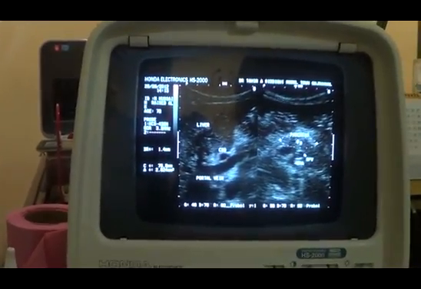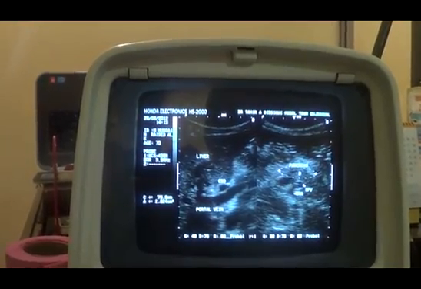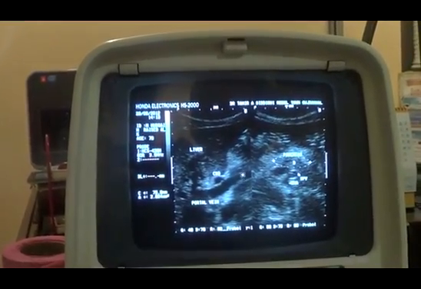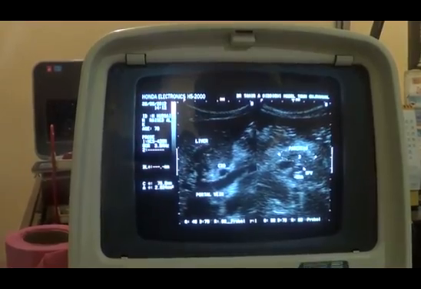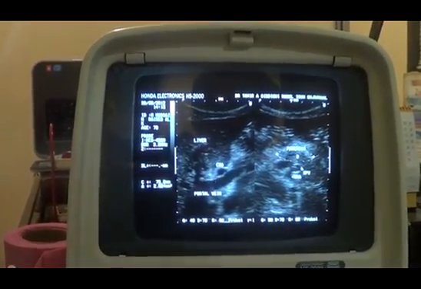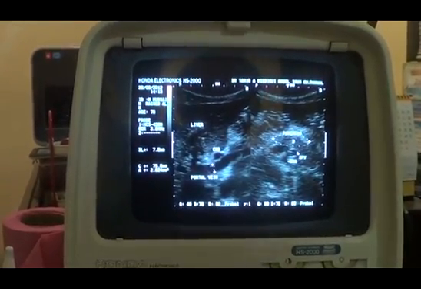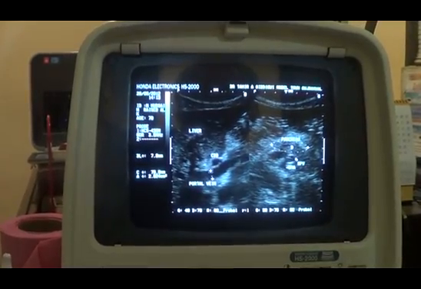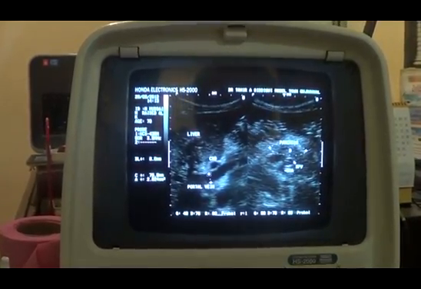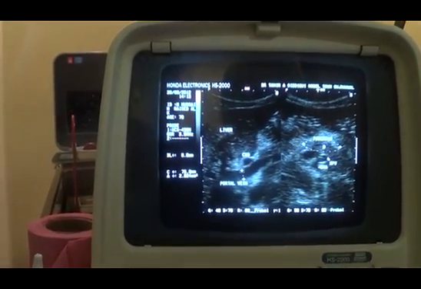Now the portal vein is normal in diameter and is not dilated, is patent. This is the portal vein. It measures at the region of the porta hepatis from inner to inner 8.0 millimeters. Up to 13 is considered to be normal.